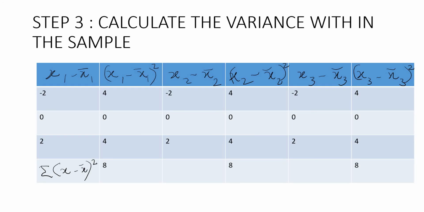The same table we need to repeat, but that is within the sample. For that we need to calculate x1 minus x1 bar, then x1 minus x1 bar the whole square, x2 minus x2 bar, then x2 minus x2 bar the whole square, then x3 minus x3 bar and x3 minus x3 bar the whole square. What is x1 minus x1 bar?